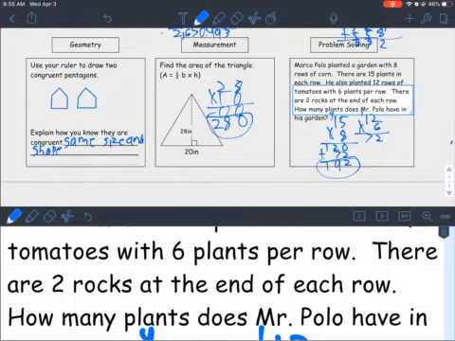Now we have 12 rows of tomatoes with 6 per row. So what do I need to do with 12 and 6, Jerome? Multiply them again, and you're going to get 72. Now what do I do with 120 and 72, Jerome? Add them, because I'm looking for how many does he have in his garden. So what's 120 plus 72, Jerome?